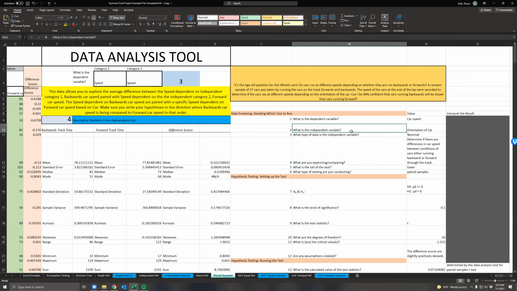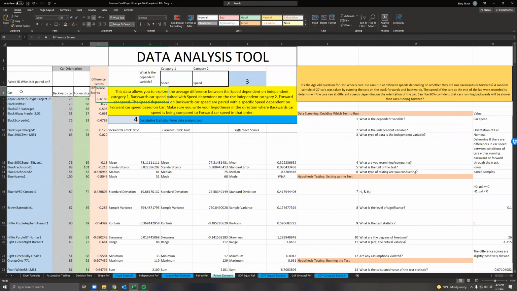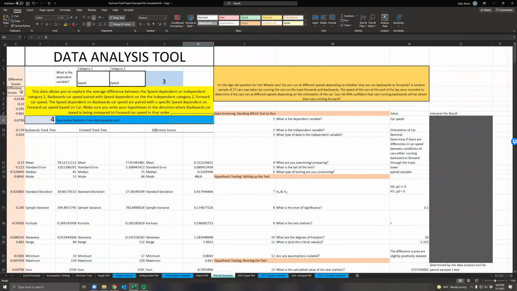And then what type of data is the independent variable? And that is nominal. You could make the argument that it is ordinal because you can put them in order. Backwards is going one direction, forwards is going the other direction. But it's really just two categories, and it really doesn't matter all too much.